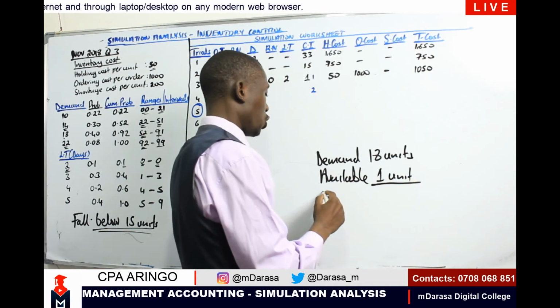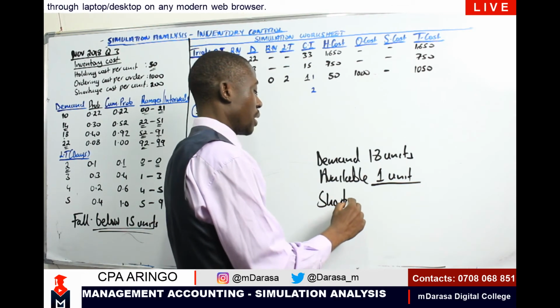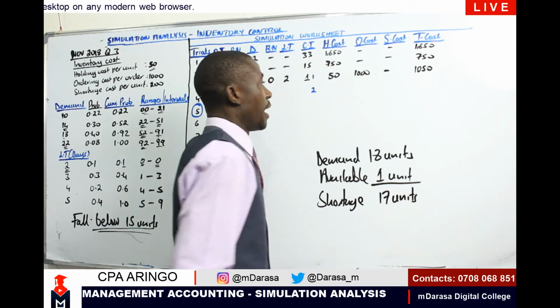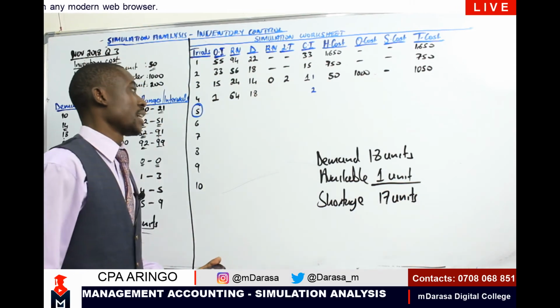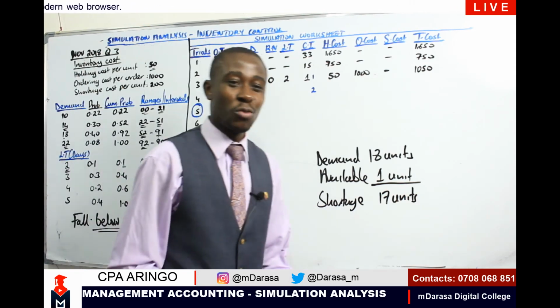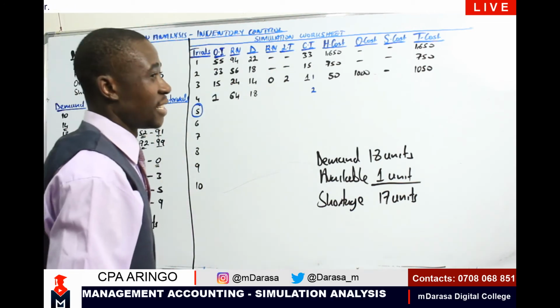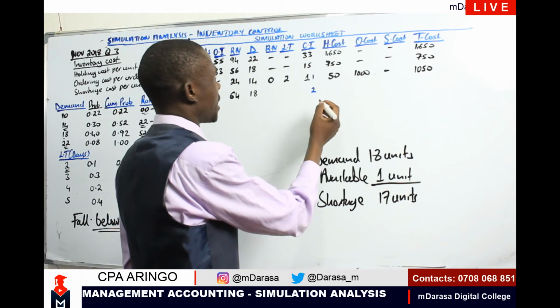So therefore, I should be having a shortage of how many units? I should be having a shortage of 17 units. And shortage cost per unit in that case, my good students, we are given what? We are given a shortage cost per unit to be 200.